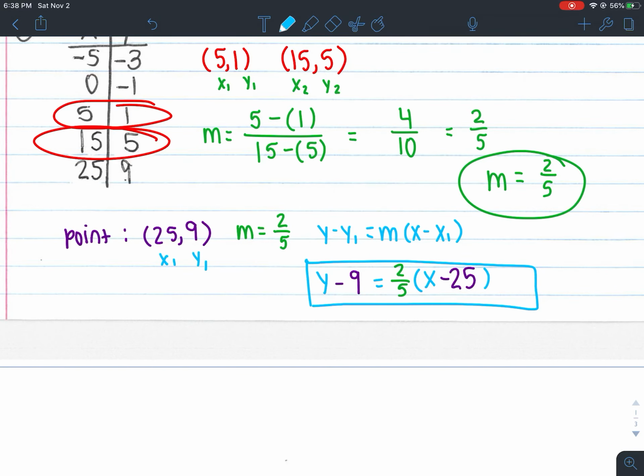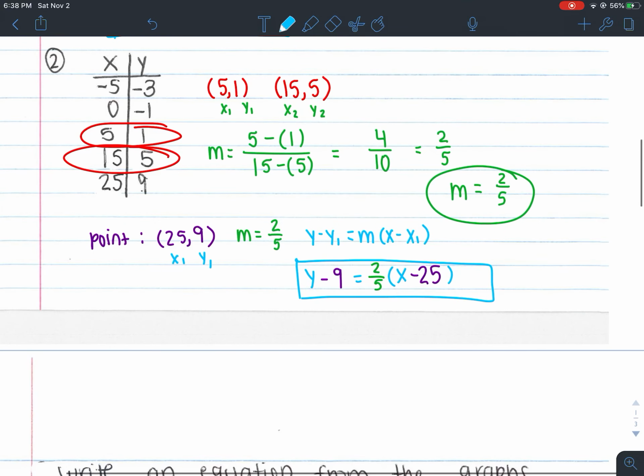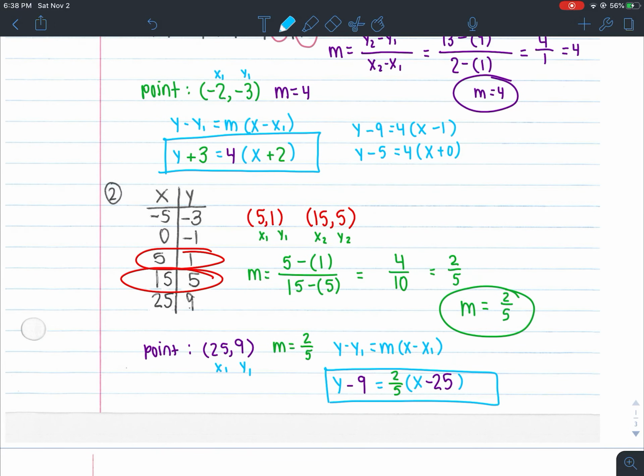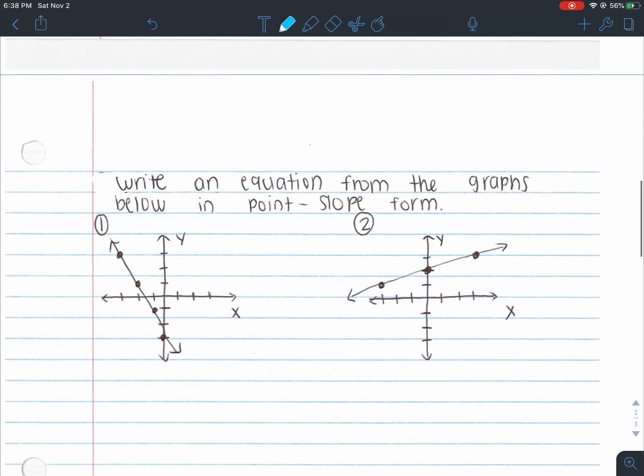And I know I'm changing colors a lot. It's just I want to make sure you get every bit of information that you need for this. So that is how you find point slope or write an equation in point slope form just given a table.